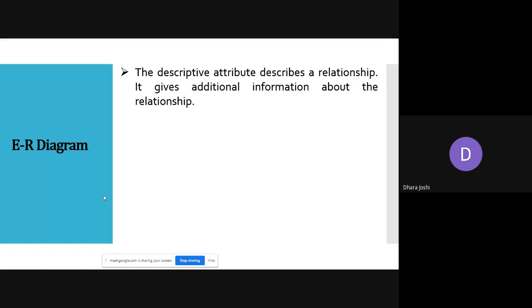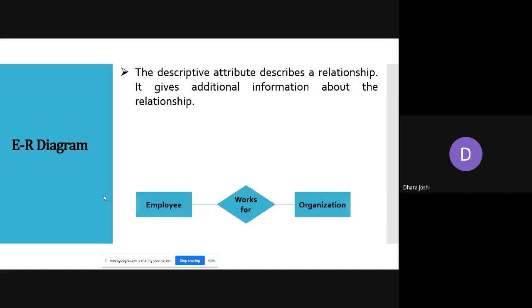If we have any description regarding an entity, then we call it attributes, which define the characteristics of an entity. But if a relationship wants to give some additional information, then for that we have one attribute called descriptive attribute. Like this, employee and organization are two entities. Works for is a relationship.